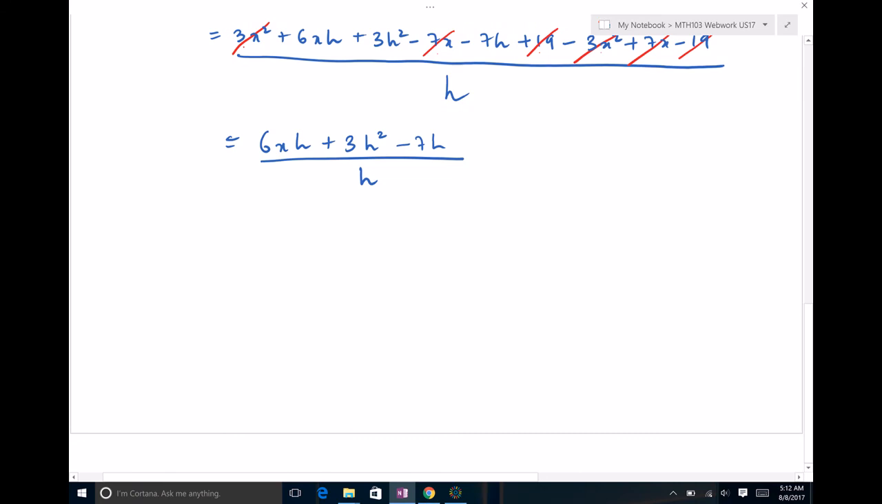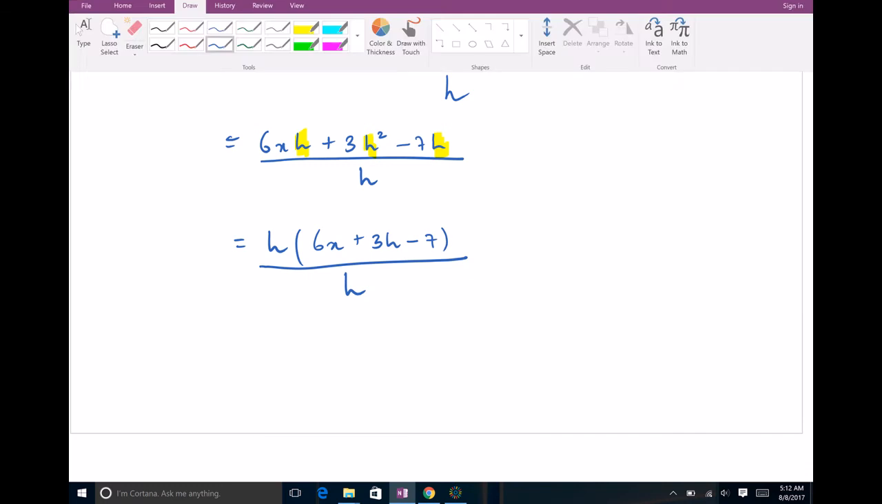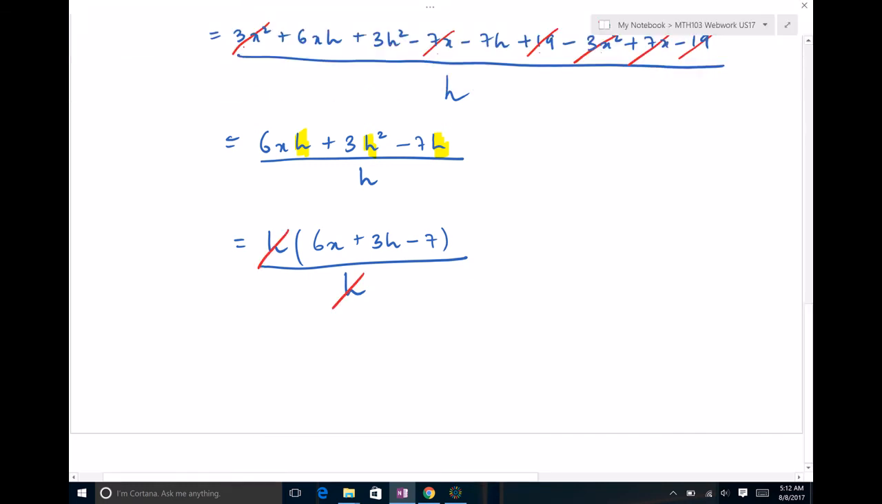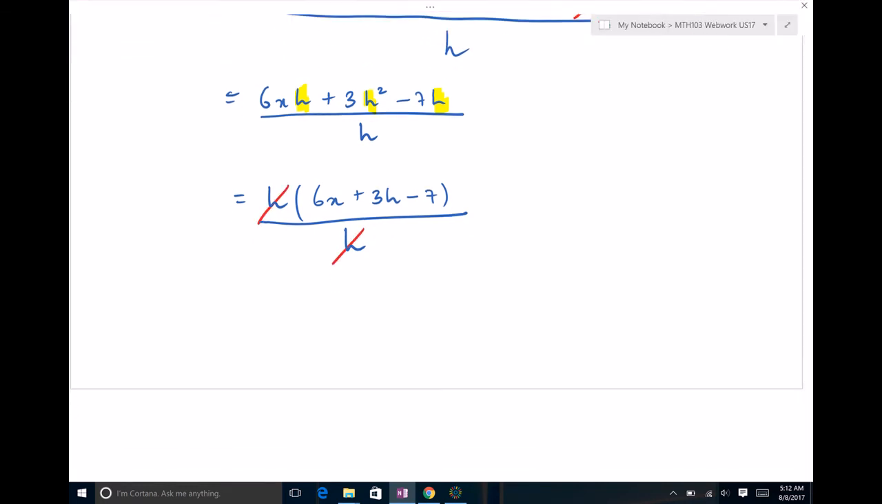Now since all the terms in the numerator have an h in common, you'll see that there's an h here, there's an h here, and there's an h here. I can factor it out of all the 3 terms. So I have h, and then in brackets I have 6x, plus once I factor out an h from 3h squared, I'm left with just 3h. And then if I factor out the h from negative 7h, I just have negative 7 over h. And now you can cancel this h from the numerator and denominator. So you're left with just the answer, that's 6x plus 3h minus 7. This is the difference quotient that you're looking for.